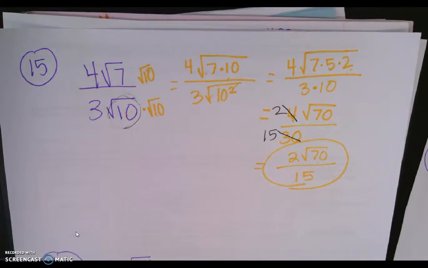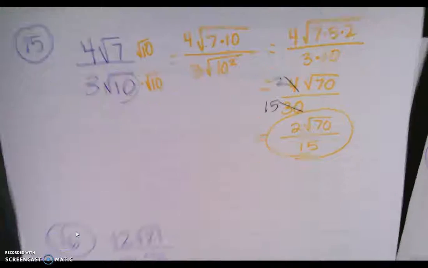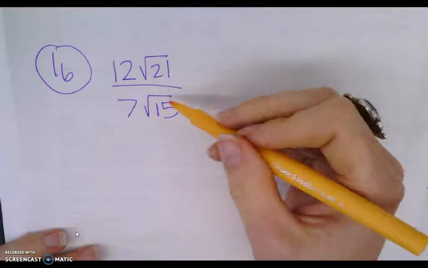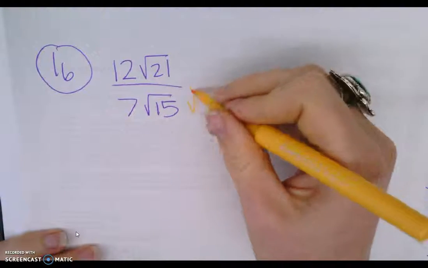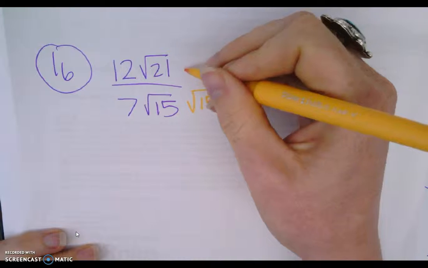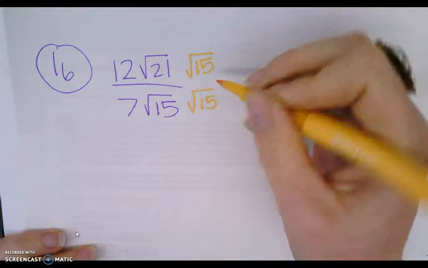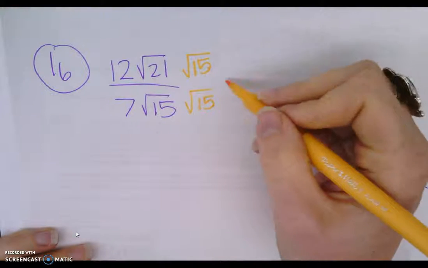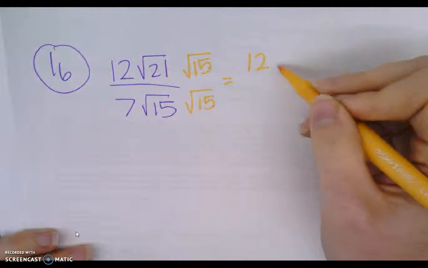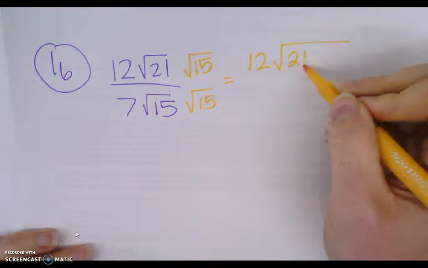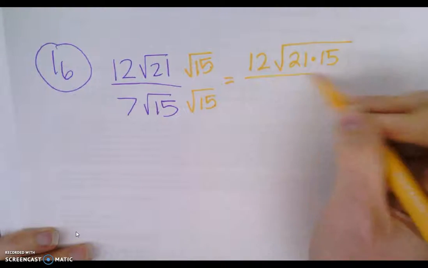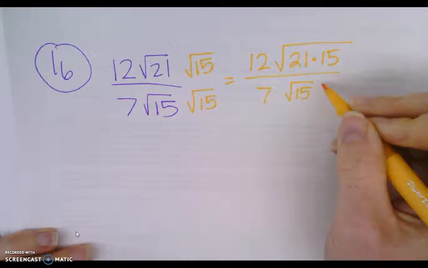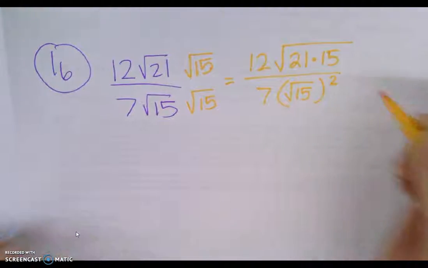Perfect. Let's move on and see how you did on 16. Taking a look at 16, I see that I need to get rid of the irrational number of the square root of 15 in my denominator, which means I need to multiply my numerator and my denominator by the square root of 15. Doing this, I end up with 12, and then I have 21 times 15 inside my square root over 7, and here I have the square root of 15 being squared.